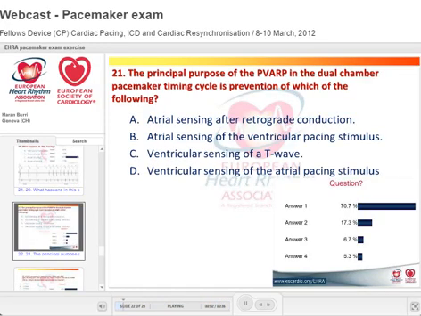Question 21. The principal purpose of the PVAP in the dual chamber pacemaker timing cycle is to prevent which of the following? Please vote. The answer is atrial sensing after retrograde conduction. I think most of you got that right. 17% still said atrial sensing of the ventricular pacing stimulus. That would be the ventricular blanking you're thinking of, the post-ventricular atrial blanking. That was what you're thinking of, but we're talking about PVAP.